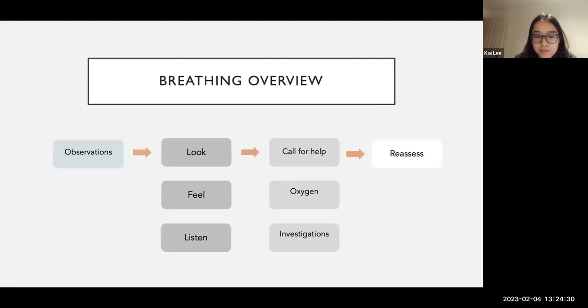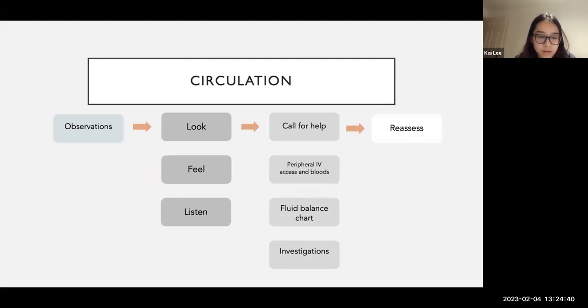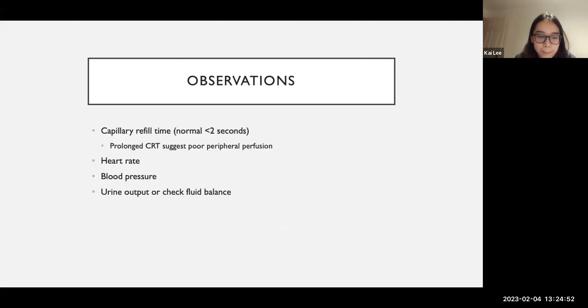And for breathing, the investigations we like to consider would be things including ABG or chest X-ray. C is where we move on to circulation. And again, we'll start off with observations and then look, feel, listen. So in terms of observations, useful indicators are heart rate and blood pressure.